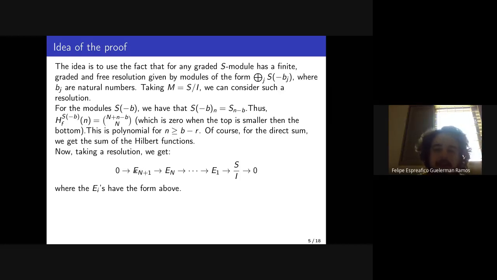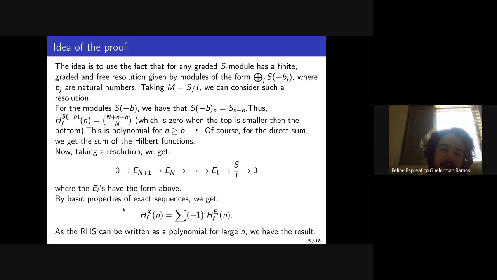So if we take a resolution, we will get something like this, and all these E_i have this form here. And then for exact sequences, we have that the dimension of this space is the alternating sum of the dimensions of these spaces here. And this shows that this is a polynomial for large N.